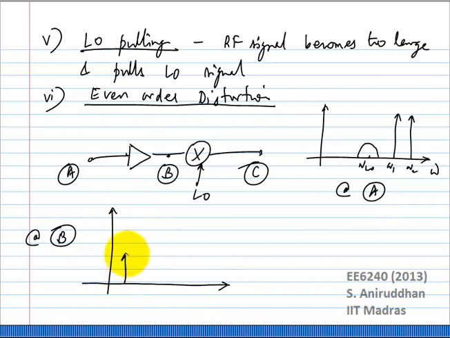At B, I now have a component at omega 1 minus omega 2, apart from my omega RF, omega 1 and omega 2. Now, of course, these can actually cause a problem. We have already seen this before, so I probably won't dwell on that. Anything else? Okay, now we are really grasping at straws, right? Trying to find out something wrong with the system.